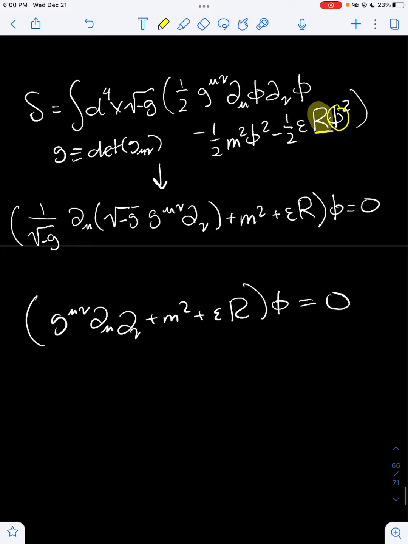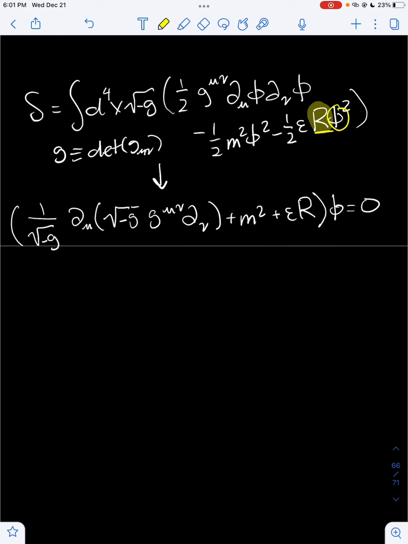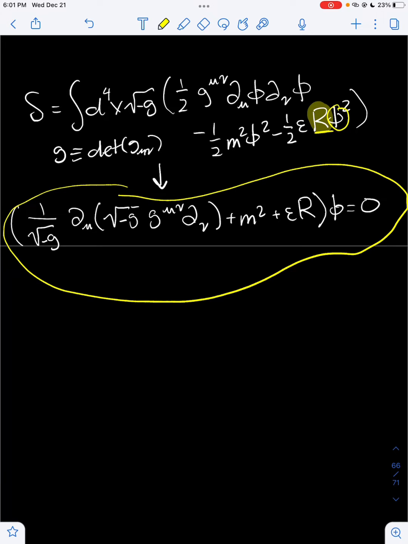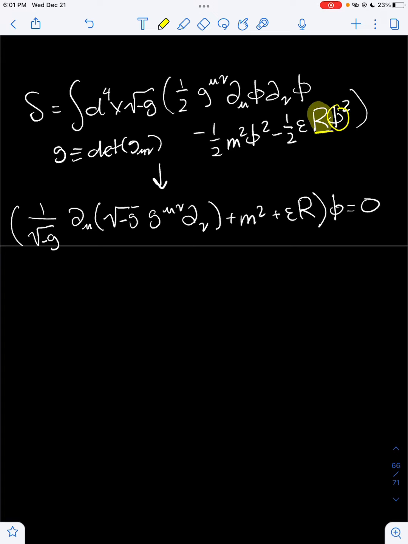By putting this action into the Euler-Lagrange equations, we will obtain this equation right over here. So how can we go from this equation in some general spacetime to the Klein-Gordon equation in flat spacetime? Well, first of all, we can note that for flat spacetime, the partial derivative of g^{μν} equals 0. This is also true for some curved spacetimes as well. But for flat spacetime, our metric tensor does not change depending on time nor space.